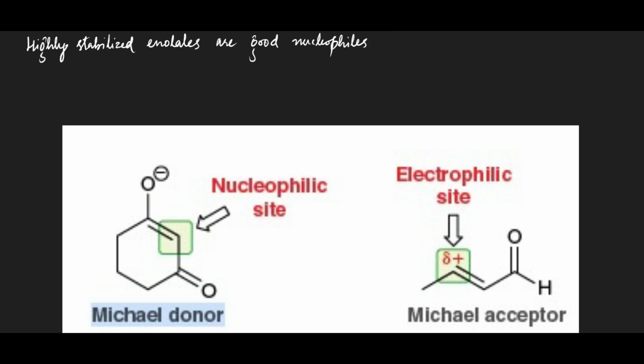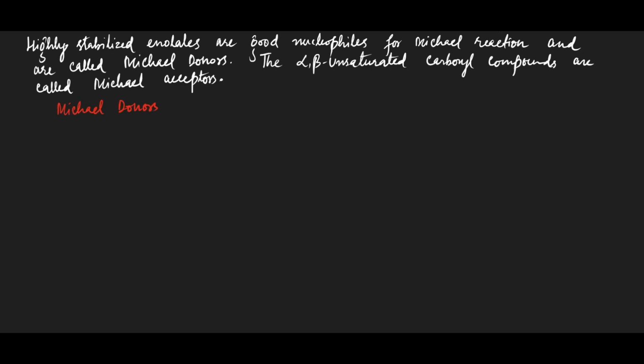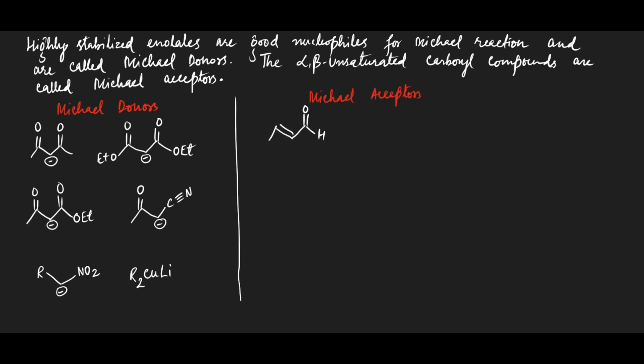Highly stabilized enolates are good nucleophiles for Michael reaction and are called Michael donors. The alpha-beta unsaturated carbonyl compounds are called Michael acceptors. A variety of Michael donors and acceptors are observed to react with each other to produce Michael reactions. Some common examples of Michael donors and acceptors are given here.